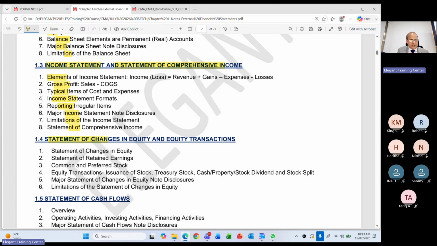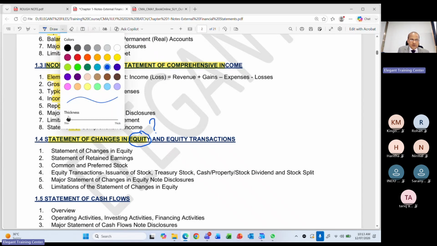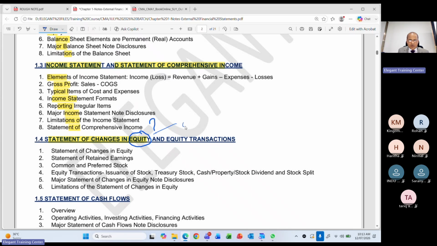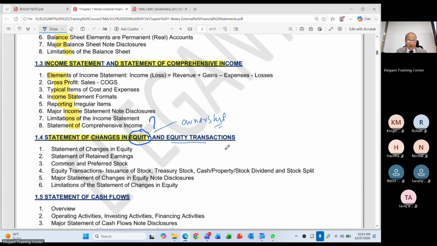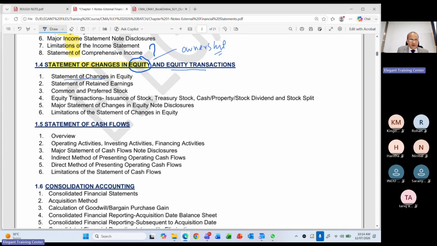Then coming to statement of changes in equity. What is equity? Who can tell me? What is equity? Equity means ownership. Yes. So what are the equity transactions that we will check? Statement of changes in equity, statement of retained earnings, common and preferred stock, equity transactions, major statement of changes in equity, and limitations of statement of changes in equity.